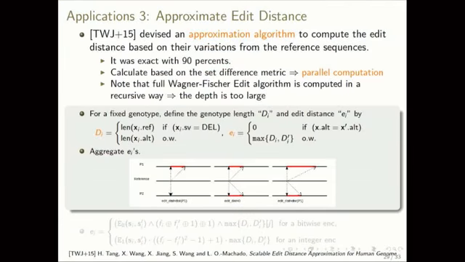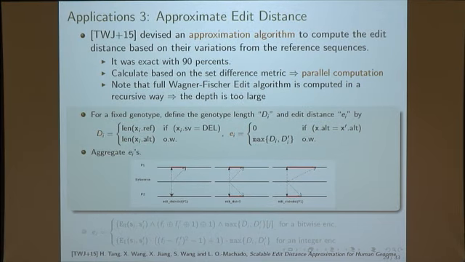And here is the task that we want. Tang et al. devised an approximate algorithm to compute the edit distance based on the reference sequences, but it is not exact, with some error. It has some advantage that it calculates based on the set difference metric, so it enables parallel computation. And note that the full Wagner-Fischer edit distance algorithm, as described above, is computed in a recursive way, so the depth is too large.